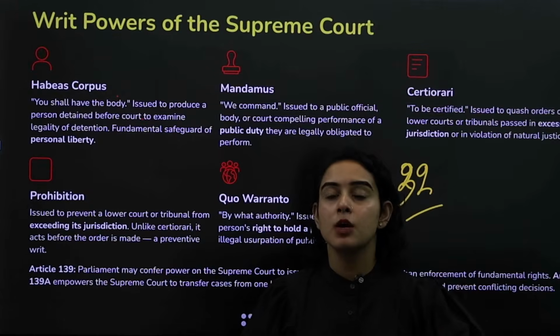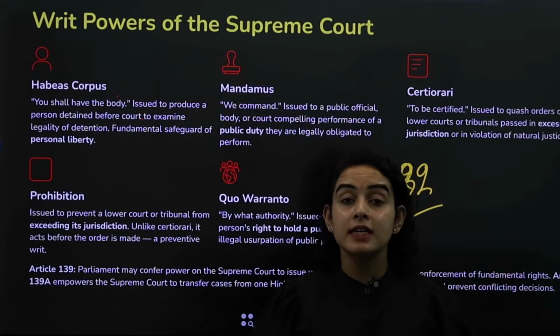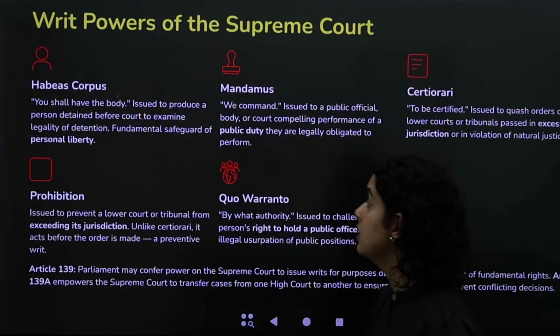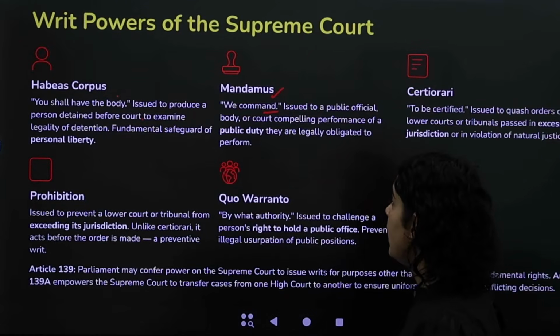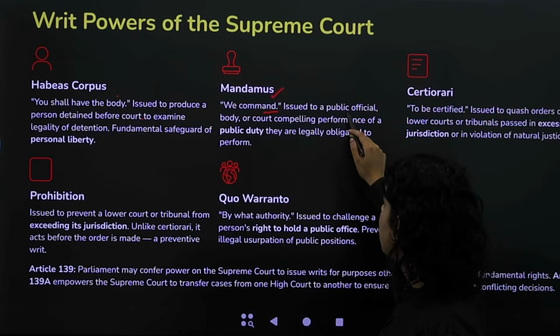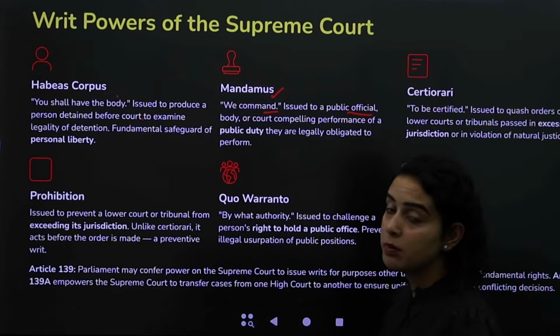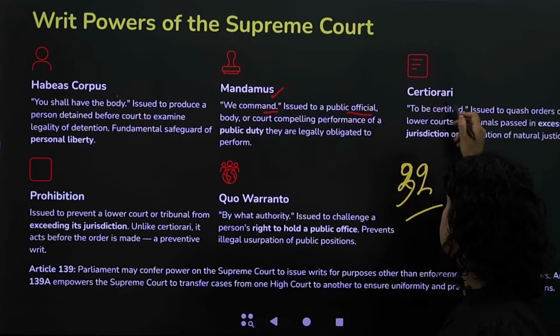Habeas corpus, where the court orders the public authorities to present that person to the court, right? You have to present the body. Second is mandamus. Mandamus means we command, where the court orders the public office or the public officials to perform their legal duties. Third is certiorari.